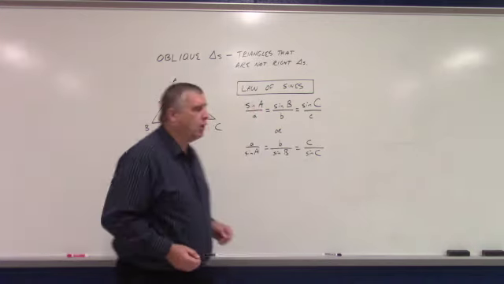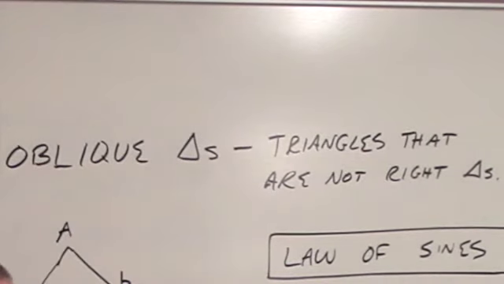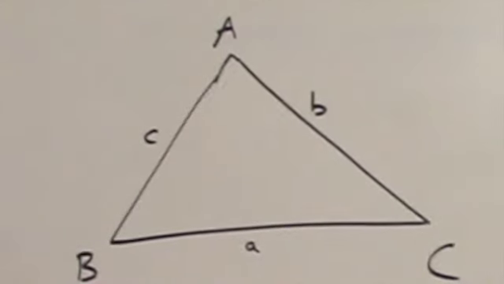Those triangles are called oblique triangles. And an oblique triangle is just a triangle that doesn't have a right angle. It is not a right triangle. So here's an example of one of those types of triangles.